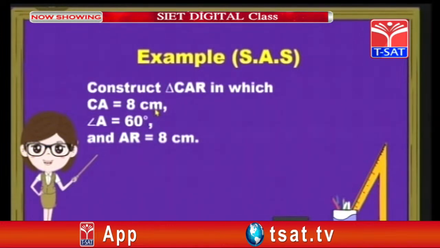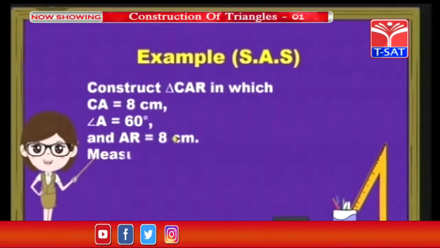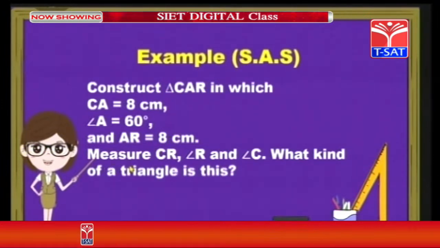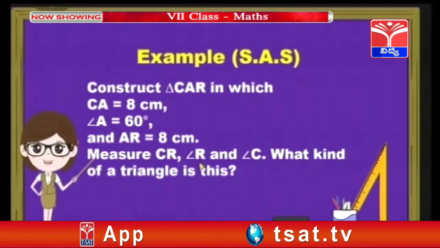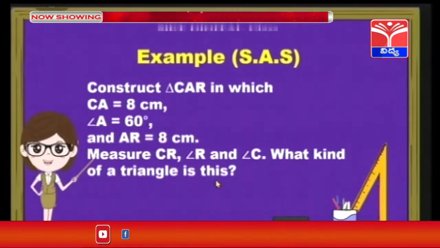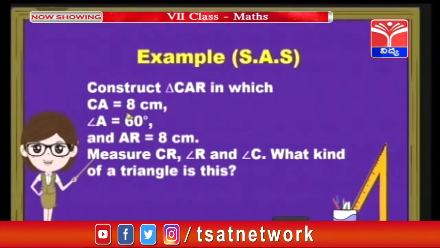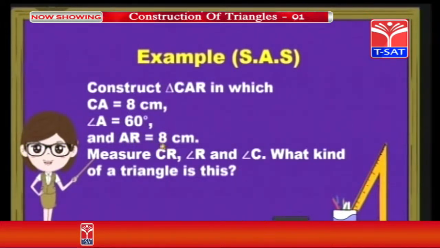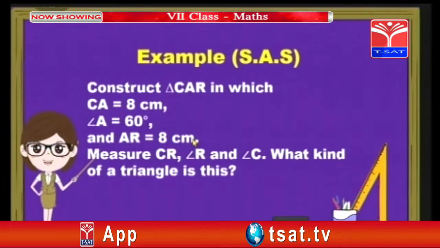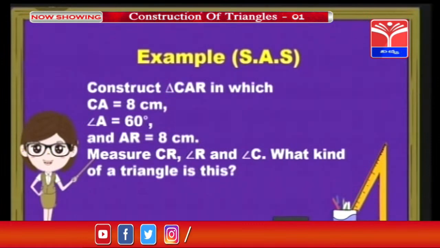Children, I think you have all understood what type of triangle it is. Yes, it is an isosceles triangle. Here what we have to find: length of CR, angle R and angle C, and what kind of triangle this is, we have to say. Before that, children, you might have observed here CA is 8 centimeters, AR is 8 centimeters. Clearly you can say this is an isosceles triangle. So let us see whether it is an isosceles triangle or any other type of triangle.